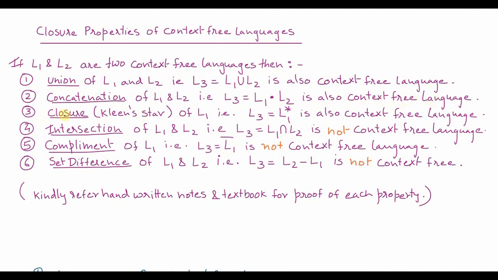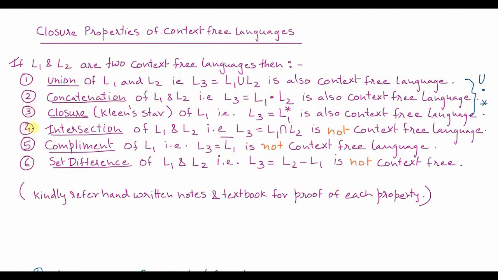The third property is for closure or Kleene star. It says Kleene star of L1, that is L3 equal to L1 star, is also a context-free language. So the first three properties tell you that union, concatenation and Kleene star, these are the operators that, when applied to two context-free languages, the resultant language happens to be also a context-free language.